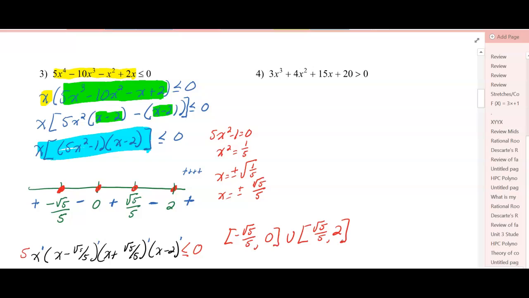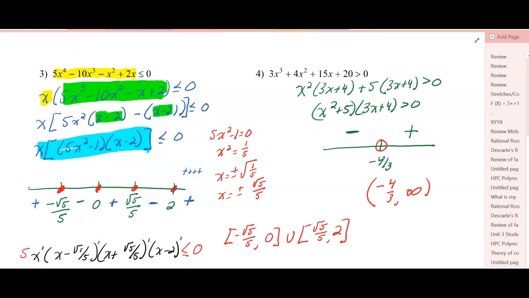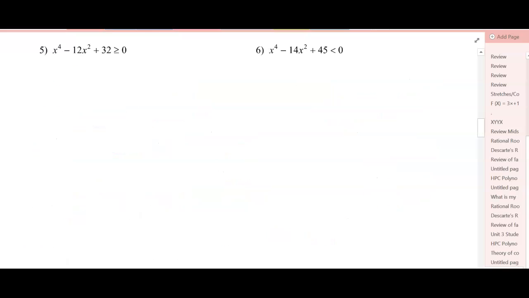I'm going to pause the screen. You can try problem number 4. I'm going to show the answer then, or you could just go to the next page, which has a different type of problem called quadratic-like problems. Okay, you can take a look at problem number 4. Again, factor by grouping. It is similar to problem number 2, and I'm going to move on to problem number 5 now. Okay, problem number 5 is quadratic in nature.